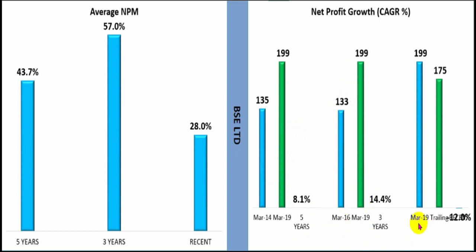If we observe from March 19 to the recent 12 months, the net profit has seen a degrowth of around 12%, from 199 to 175 crores. But we cannot make our investment decisions based on a single year. We need to look at the long-term picture of 5 and 3 years and then make our decision.